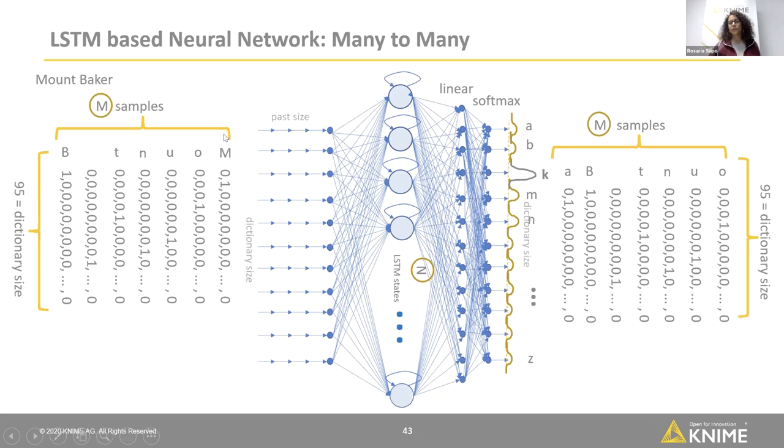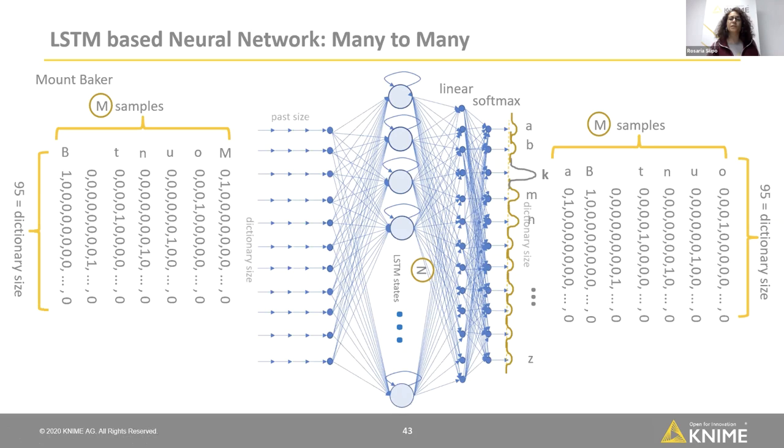And each position of the vector corresponds to a character. The character with the highest probability is the character that has been predicted by the network. So at the end, we feed a sequence of one hot encoded vectors into the network, and we get as output a sequence of probabilities of the next character. So we train the network to always predict the next character in the sequence.